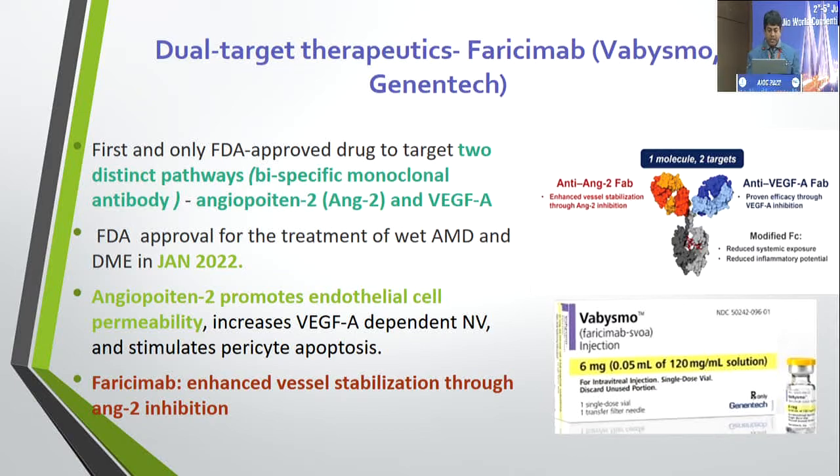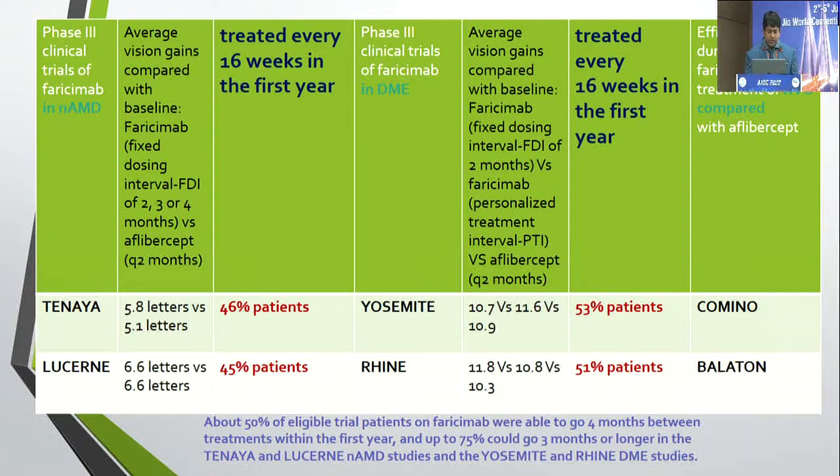So it acts by inhibition of angiopoietin 2 as well as VEGF-A. These are phase 3 trials of faricimab in neovascular AMD as well as in diabetic macular edema, the TENAYA, LUCERNE, YOSEMITE and RHINE studies. What is important to note here is, in these trials, about 50% of the eligible trial patients were able to go 4 months between the treatments within the first year, and up to 75% could go up to 3 months between the injection periods.